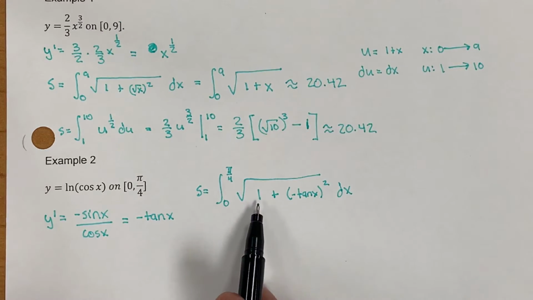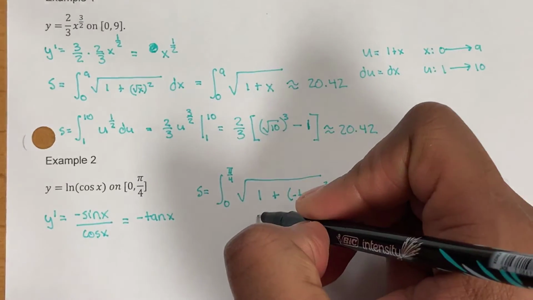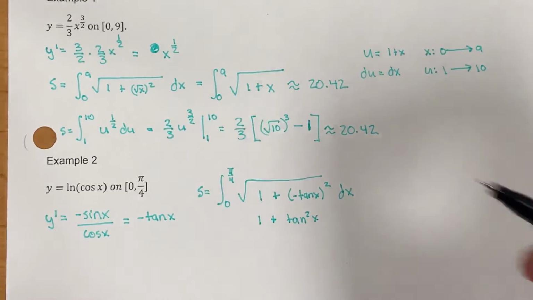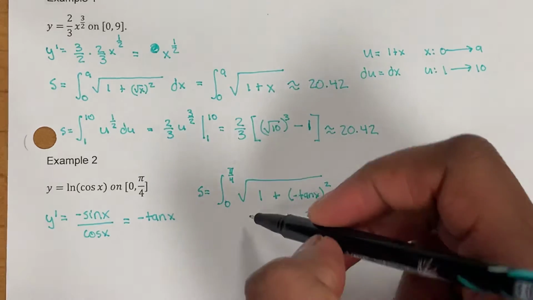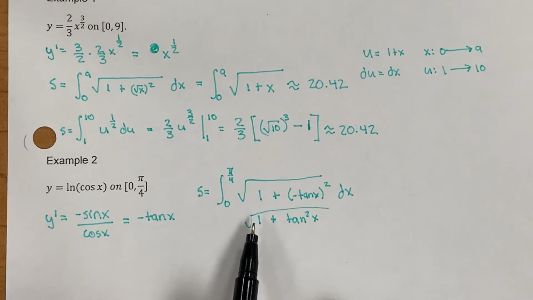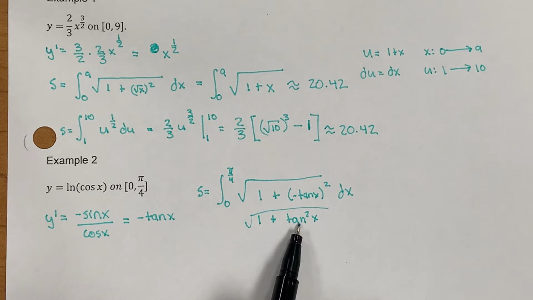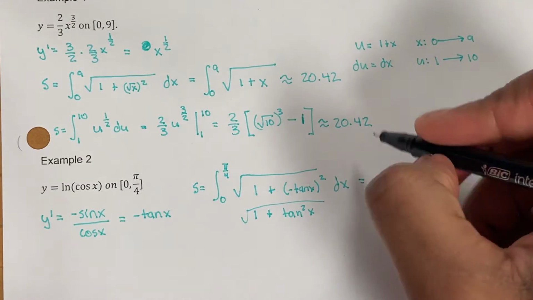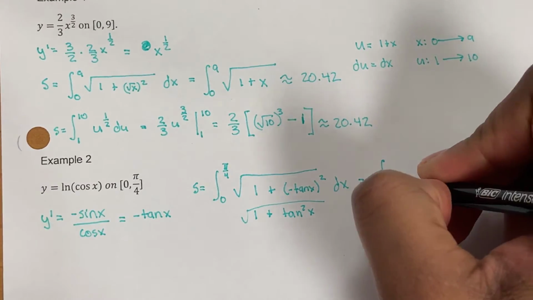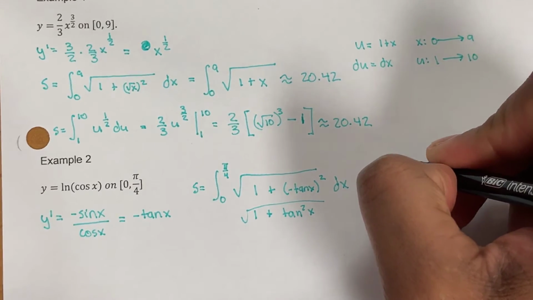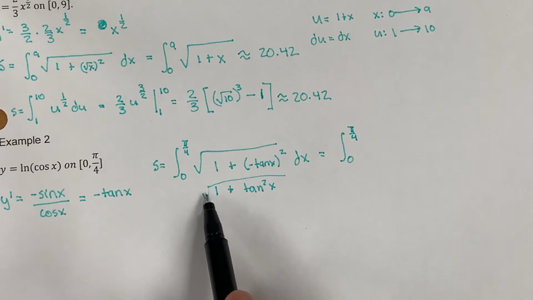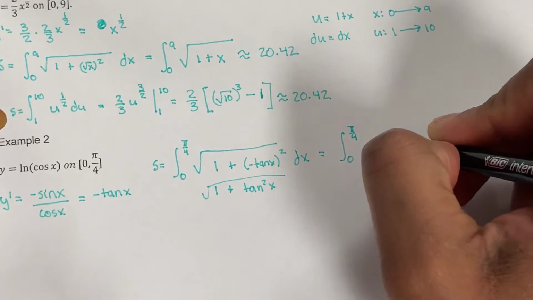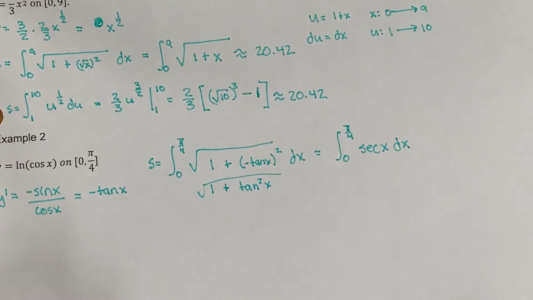dx. So this is really just 1 plus tangent squared x, and it's still under a square root. We know 1 plus tangent squared is secant squared. So this equals the integral from 0 to pi over 4 of the square root of secant squared, that's just secant x dx.